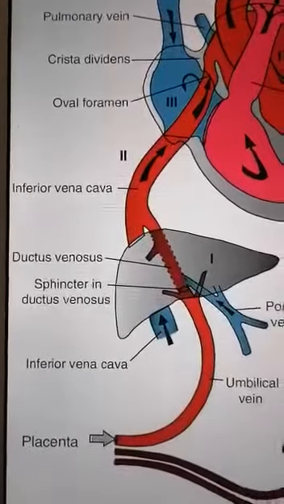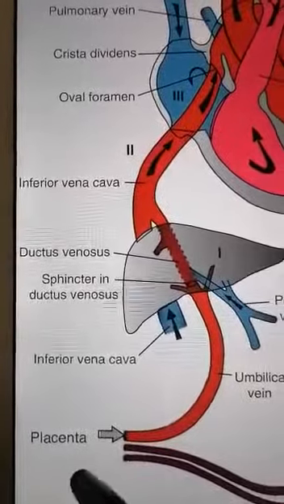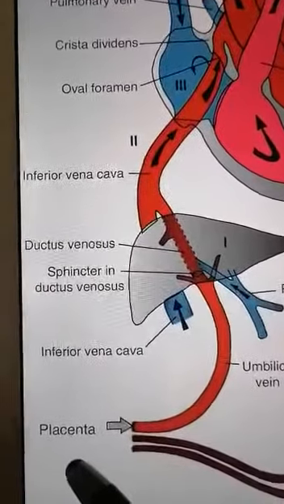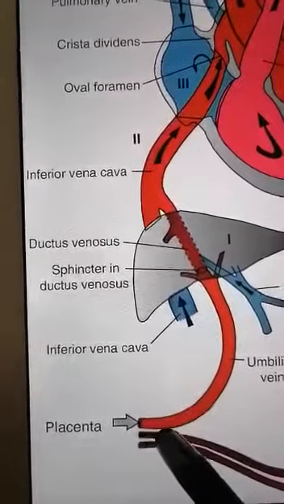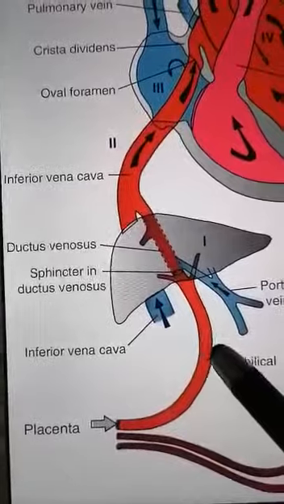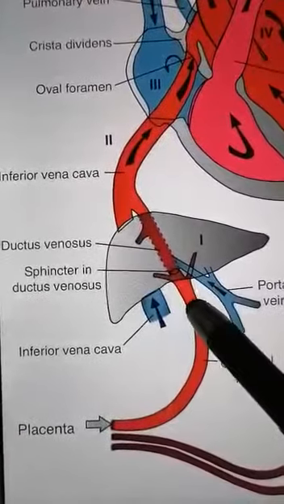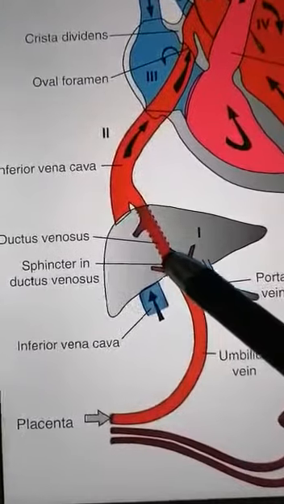Let us discuss fetal circulation. During the fetal life, the placenta serves as the major organ for the exchange of gases. The oxygenated blood from the placenta enters the fetus via the umbilical vein. From the umbilical vein, the oxygenated blood, which is about 80% saturated with oxygen, enters the liver.